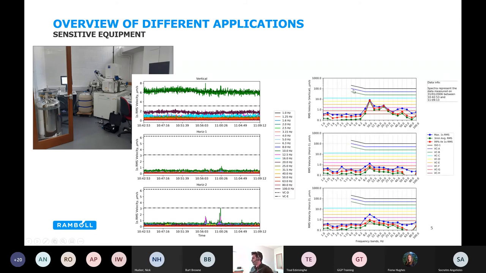And then we can also look at the spectra, how that looks in the frequency range. We can see that in this case, for this location, we are achieving VCE, VCF, with the exception of a source at 10 Hertz, which we can see is quite steady state, probably related to a pump that is just next door.